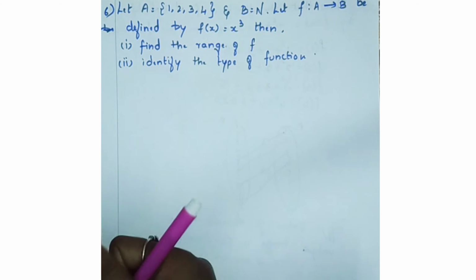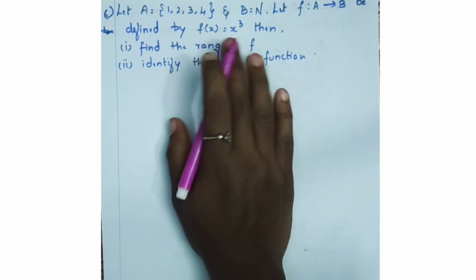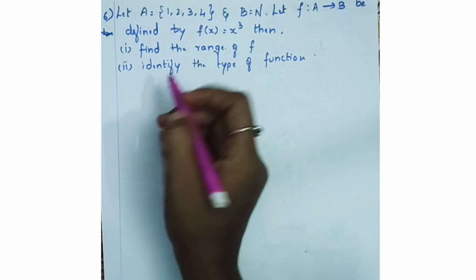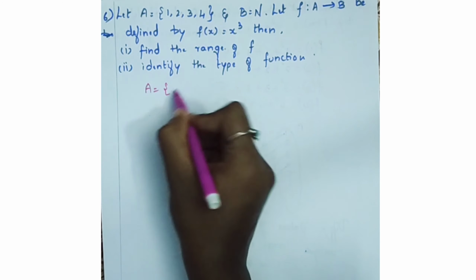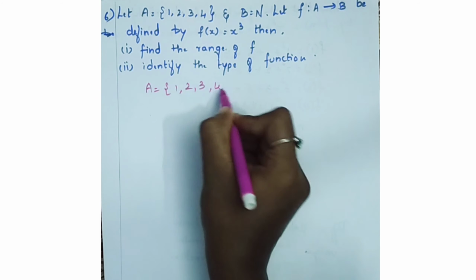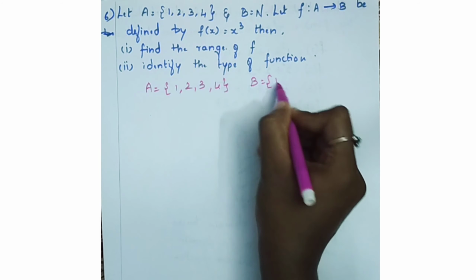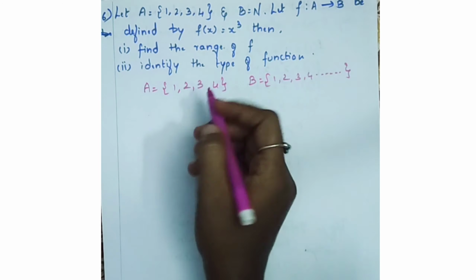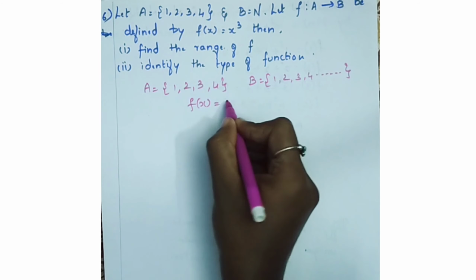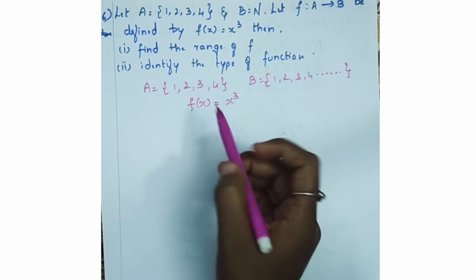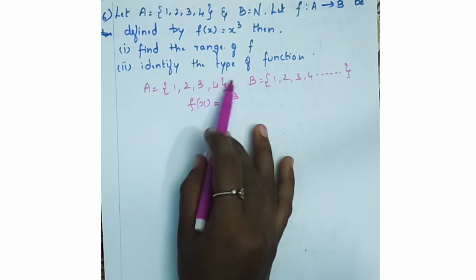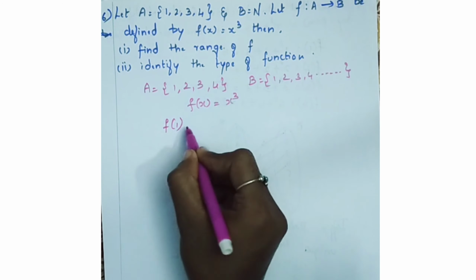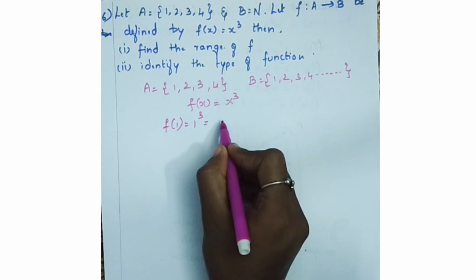Got it? So first, take your A value and B value and find the range. A is 1, 2, 3, 4, and B is the natural numbers. They have given f of x equals x cube. So first we substitute these x values in place of x and take the f of x value. First f of 1. So f of 1 is 1 cube. 1 cube is 1.